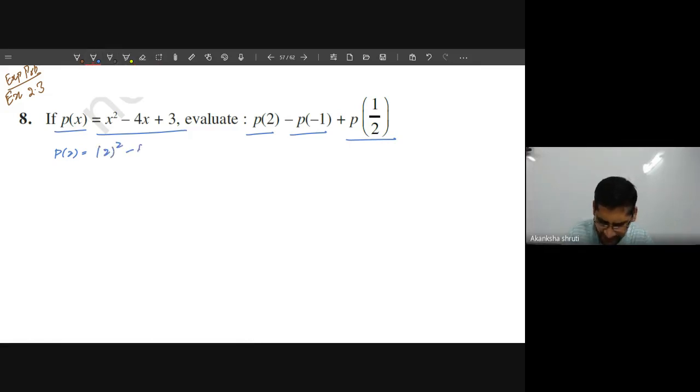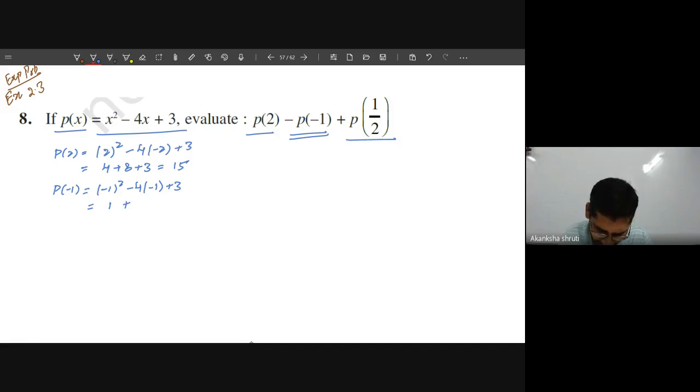square minus 4 times 2 plus 3. You can just simplify it to get it. What is this value? It is 4 minus 8 plus 3. Good, it becomes minus 1. Okay, student. Then you have to calculate p of minus 1 also. P of minus 1, if you are calculating, it becomes minus 1 square minus 4 times minus 1 plus 3.